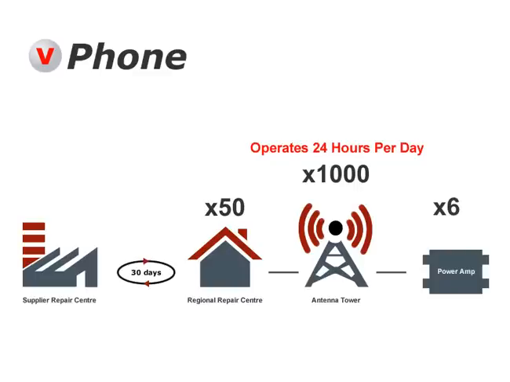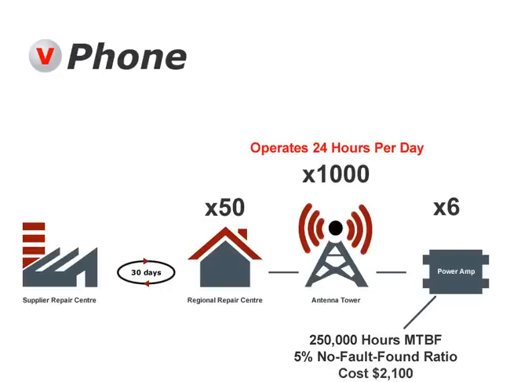VPhone have agreed a 30-day collect repair policy with the supplier. This means that broken units will be collected by the manufacturer using a courier and returned within 30 days. The manufacturer has also guaranteed an MTBSO for 250,000 hours and a no-fault found ratio of 5%. Finally, each amplifier will cost $2,100.